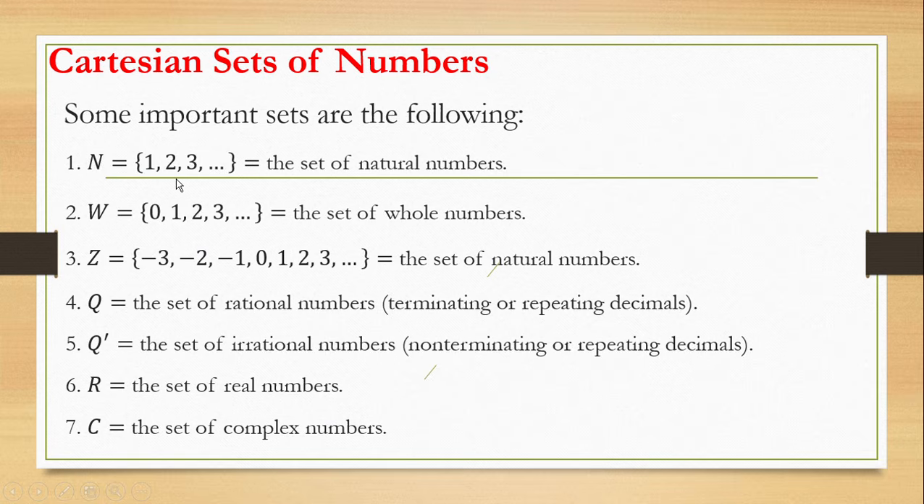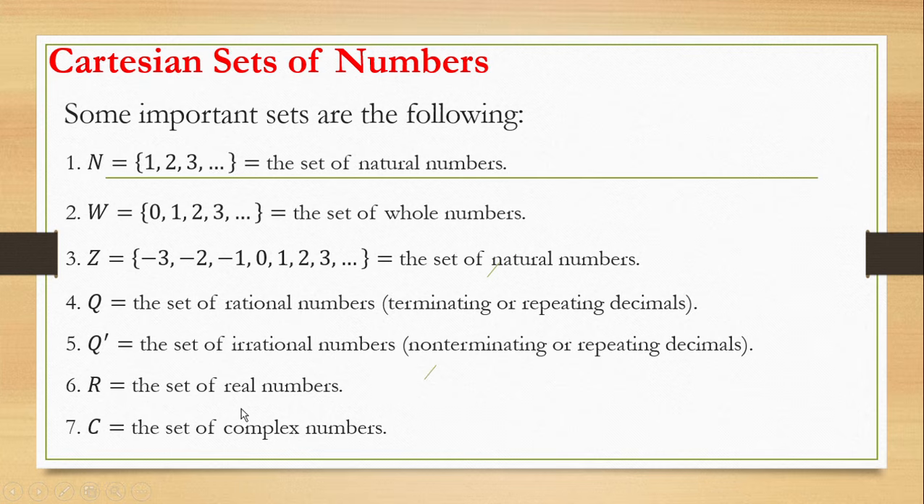So, these are some important sets. N is the set of natural numbers 1, 2, 3. W, whole numbers, yung ginamit natin kanina. And then Z is the integers. Q is terminating or repeating decimals, used for the rational numbers. Q prime is the set of irrational numbers.